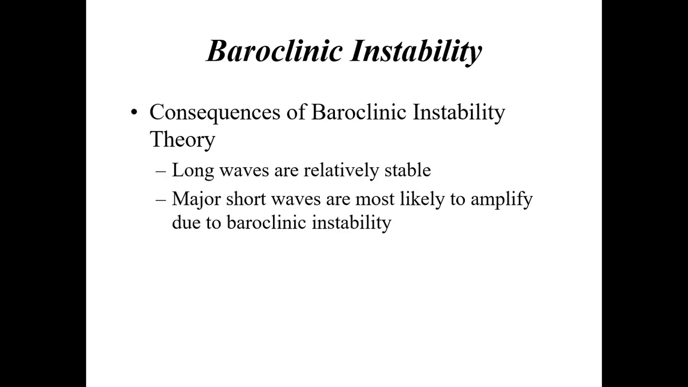What are the consequences of this baroclinic instability theory? The first consequence is long waves are relatively stable. When I'm talking about a long wave, I'm talking about a wave located at the jet stream level, your troughs and ridges up at 300 millibars or 30,000 feet. In general, the longer waves are relatively stable, while the major short waves are embedded within that long wave pattern. Those major short waves are most likely to amplify, and they're much more unstable as compared to the long waves.